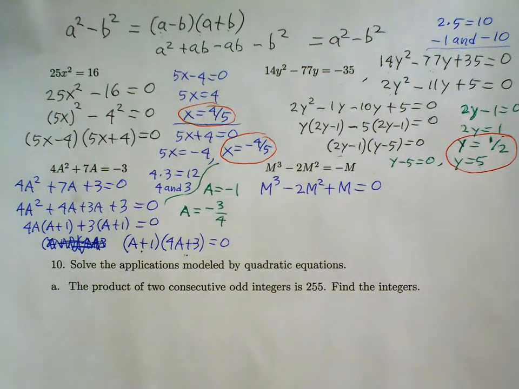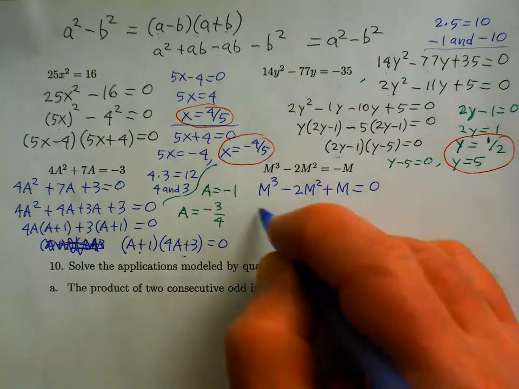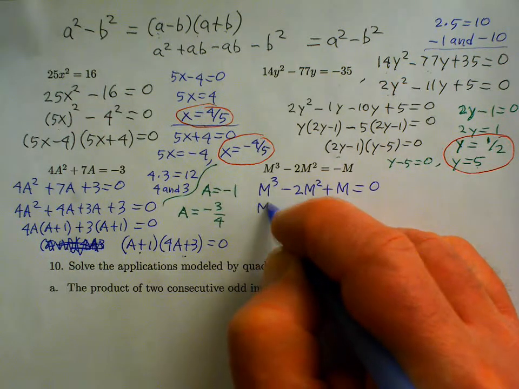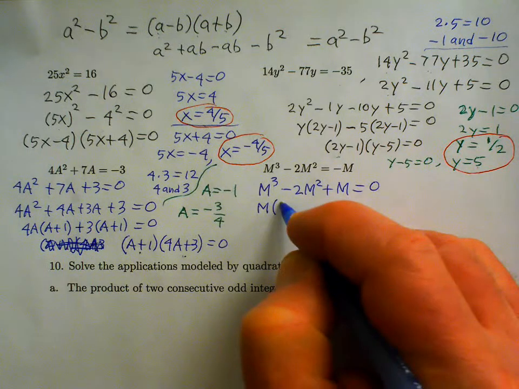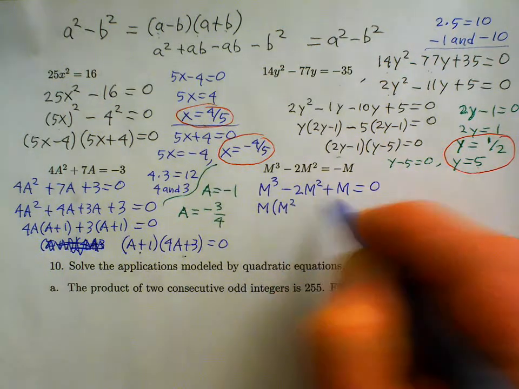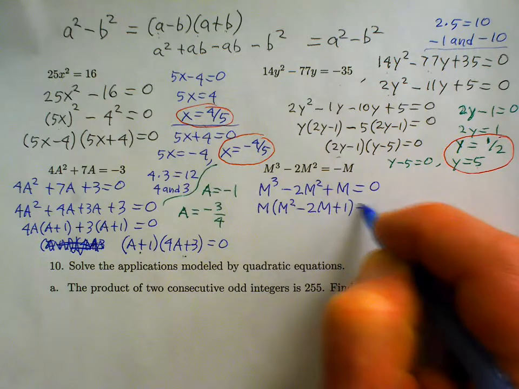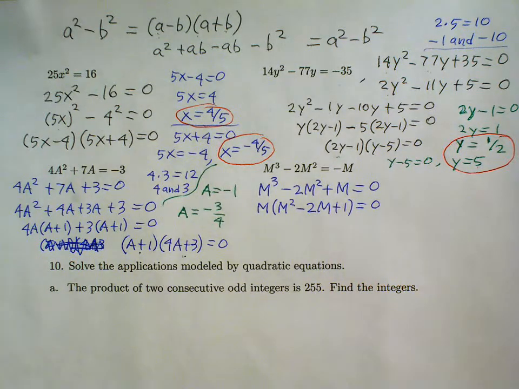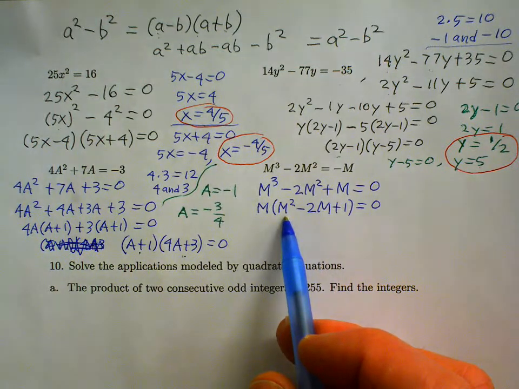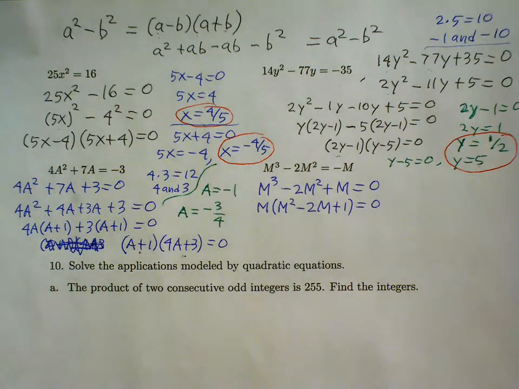Then we factor out the greatest common factor. The greatest common factor is m. So factor m out, and then we get m to the second minus 2m plus 1 equals 0. If it's possible to factor m to the second minus 2m plus 1, we want to factor it.